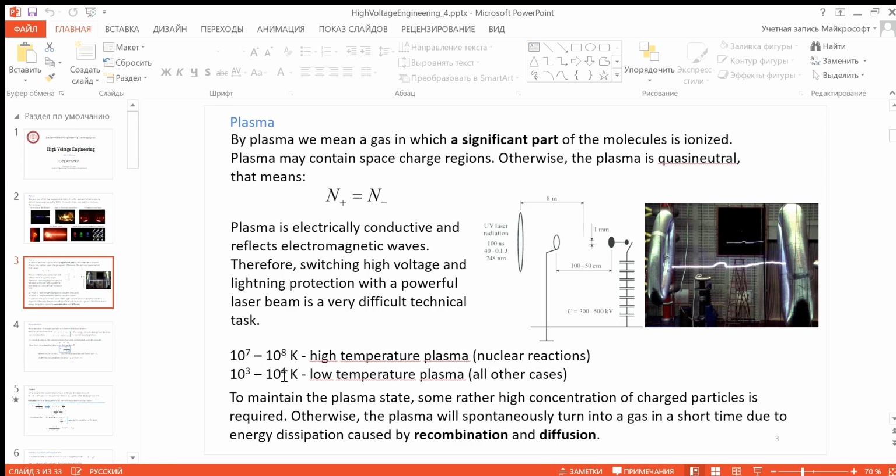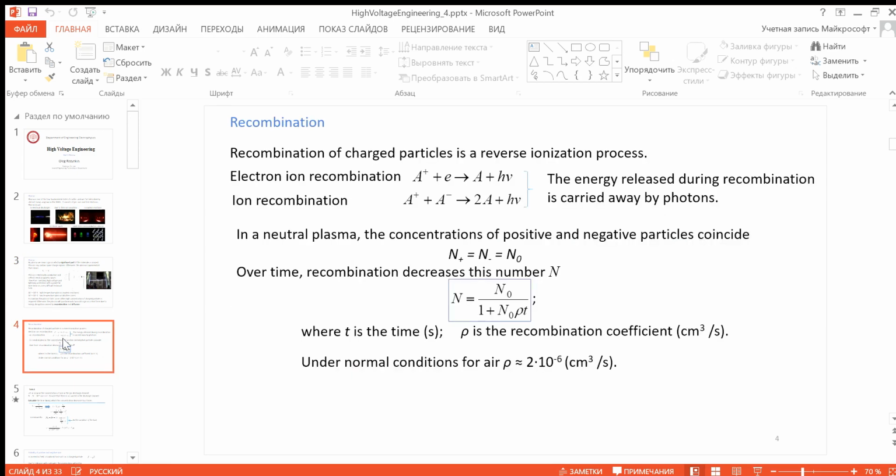To maintain the plasma state, some rather high concentration of charged particles is required. Otherwise, the plasma will spontaneously turn into a gas in a short time due to energy dissipation caused by recombination and diffusion. We will see about this process.